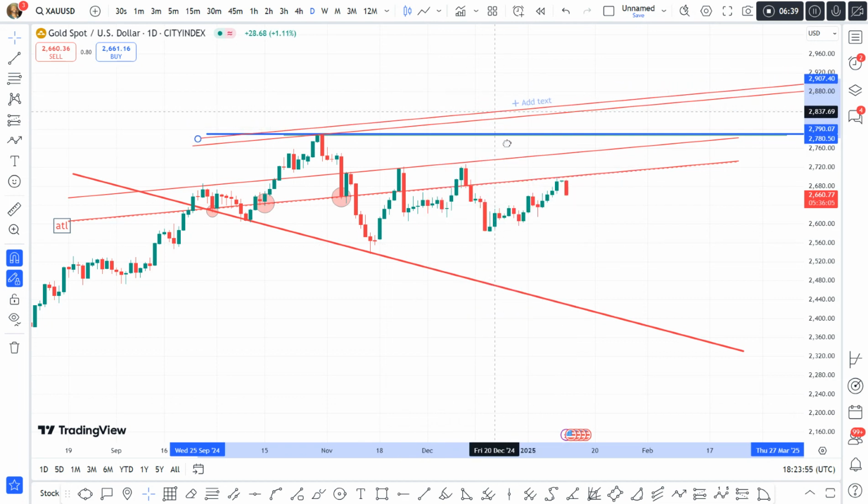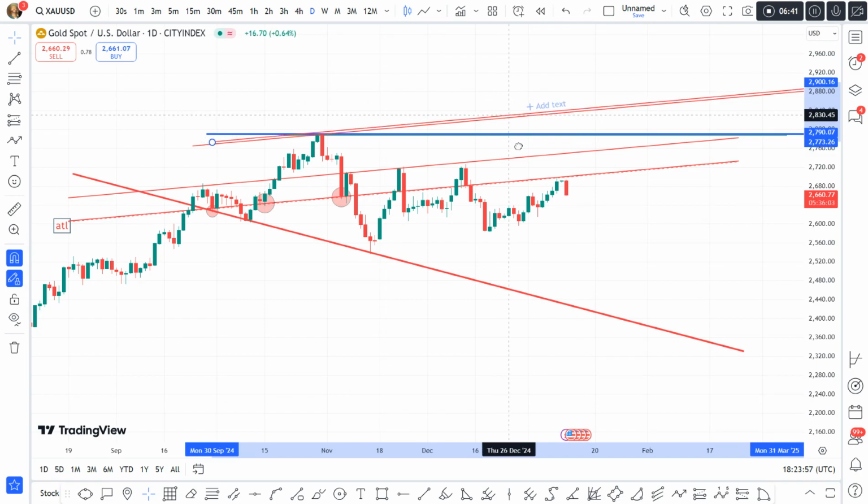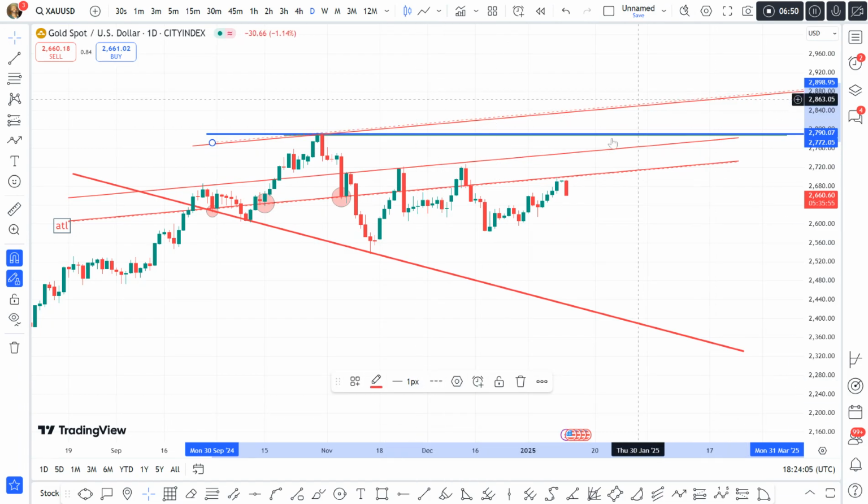So what it means is that if XAU is coming to break the previous high, then what it will do, it will most likely come to this roof for a potential rejection. And if that happens, that will be around 2,800 and something, exceeding the 2,800 mark.